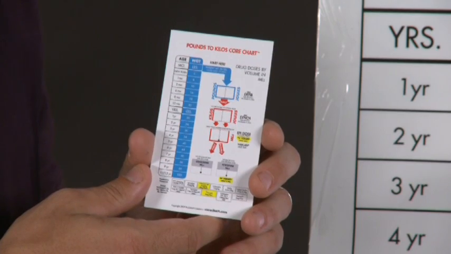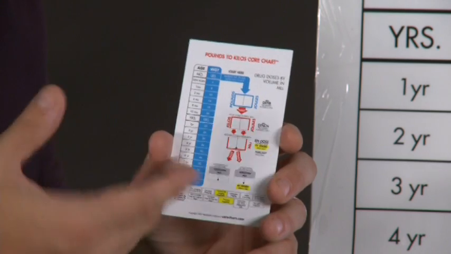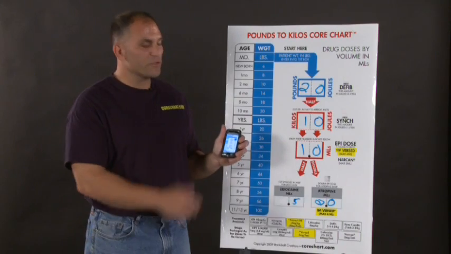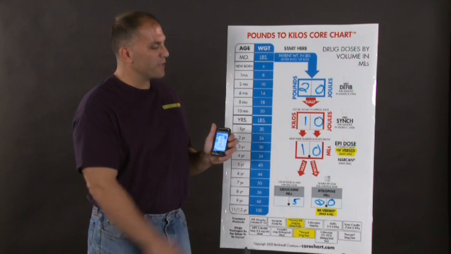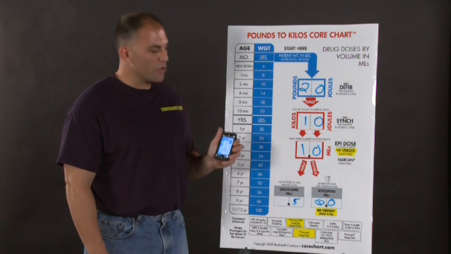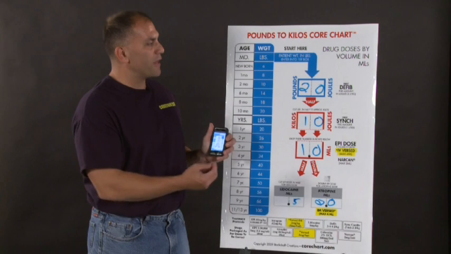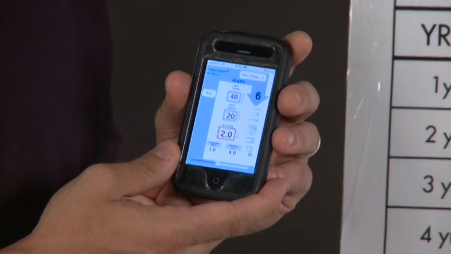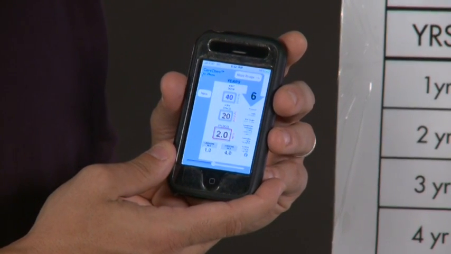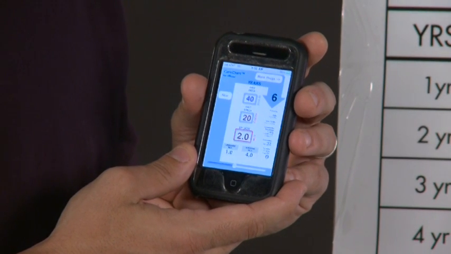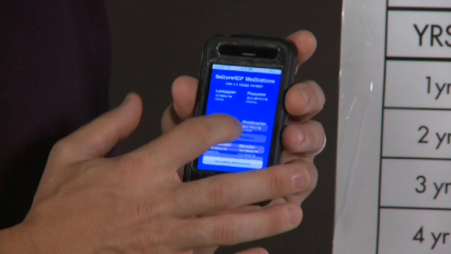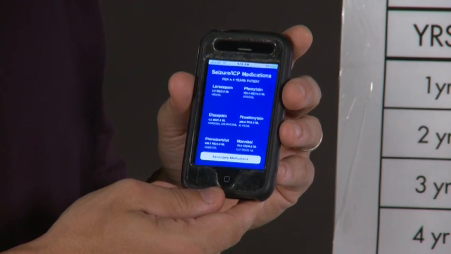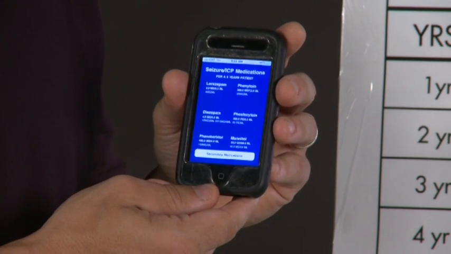Pocket cards for convenience. We also have an iPhone app, and with a simple slide of the bar, once again, all the med math is calculated for you. The format is laid out exactly as the writable Corecharts, with defibrillation settings for your first defib, first synchronized cardioversion, your epi, atropine, and lidocaine, all on the front page, all your most emergent drugs. The second page includes other cardiac and code meds, and this is available right now in the App Store.